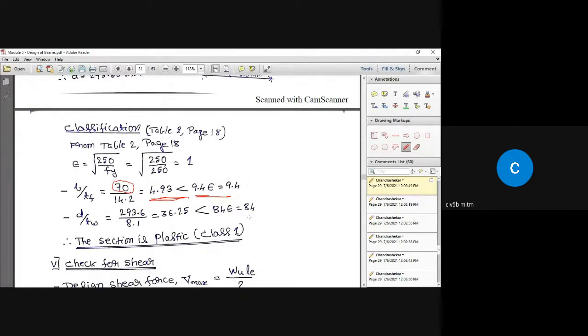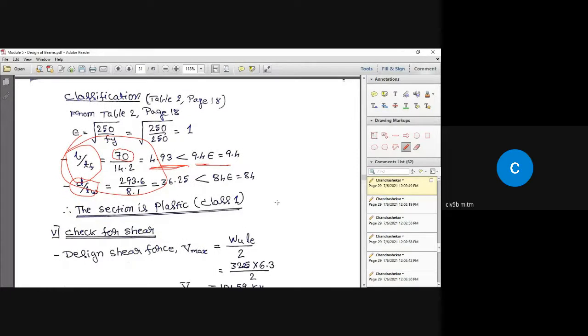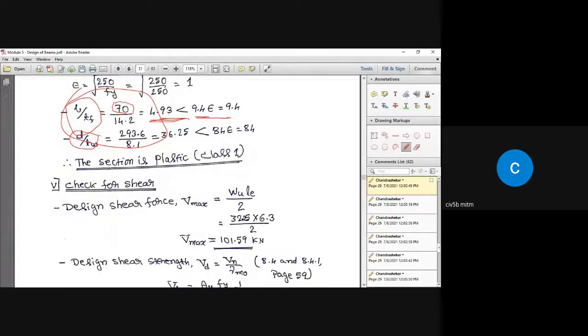So where did we get all these values from? Page number 18 and Table 2. I told you already how to pick the values, how to compare the values. So because the flange is plastic and the web is plastic, the whole section is plastic. That means it is a class 1 section or a plastic section. We are going to make use of this condition in the next calculation.